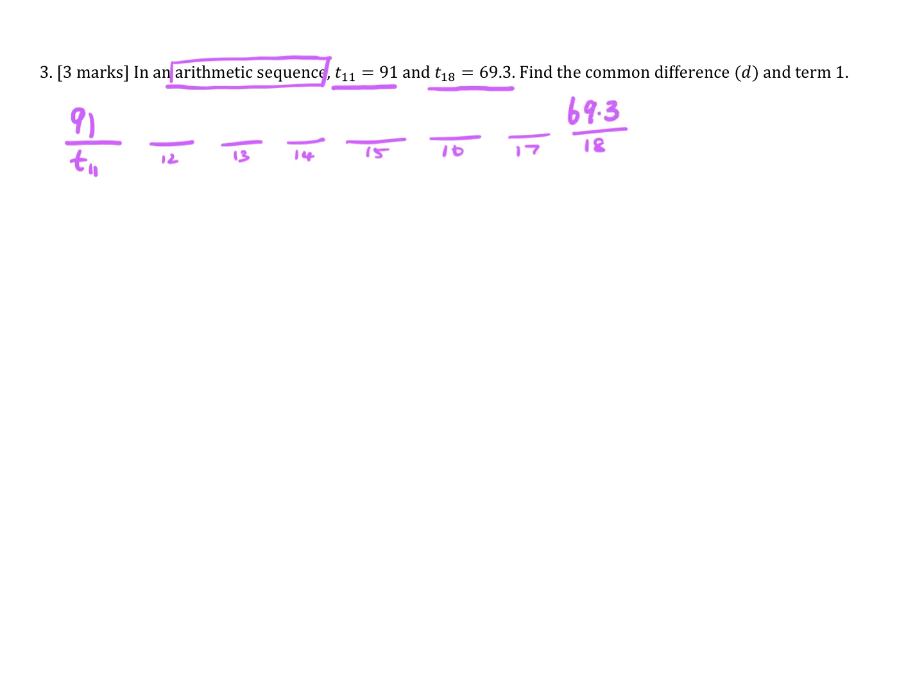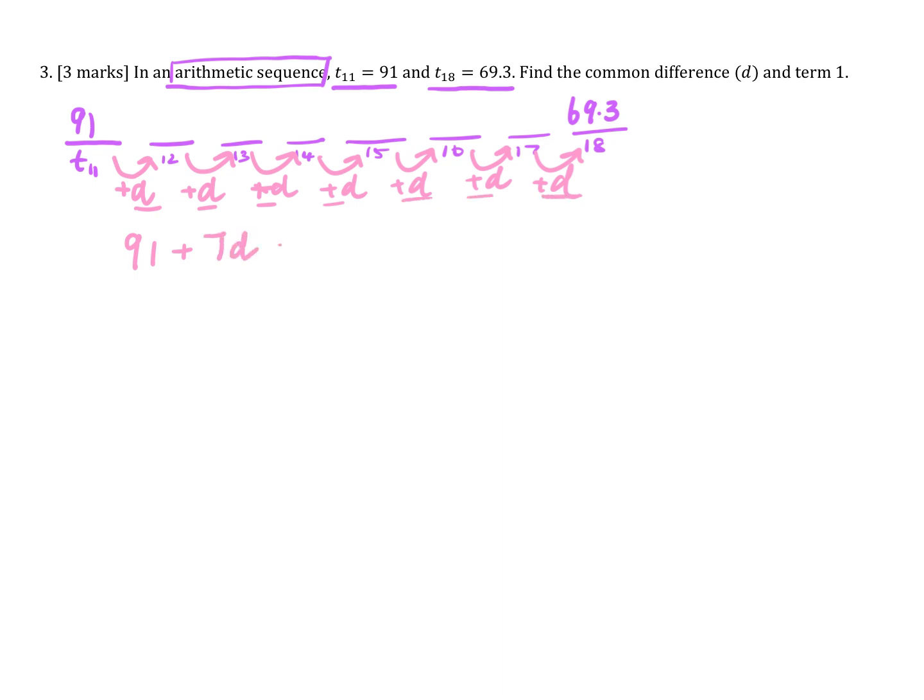So because it's an arithmetic sequence, I know that there's a common difference between each term. So to get from that one to that one, I'm adding d. This one to this one, adding d again, adding d again, and again, and again, and again. So we have 91 plus 1, 2, 3, 4, 5, 6, 7. 7d is equal to 69.3. I can work out what the common difference here is, can't I?